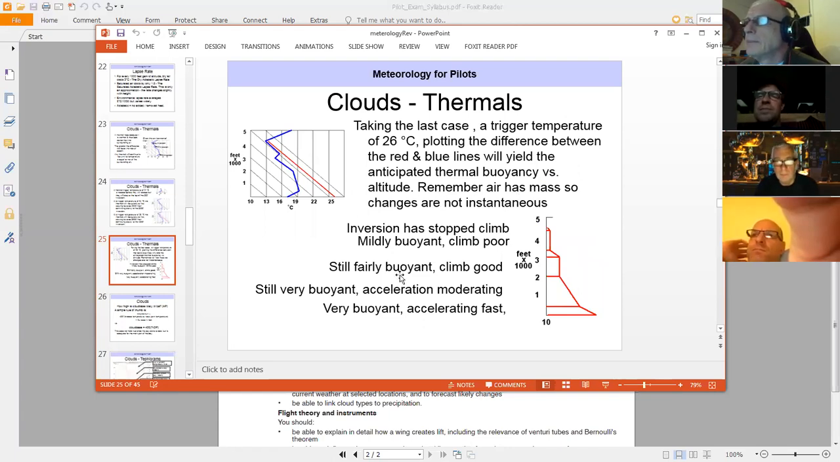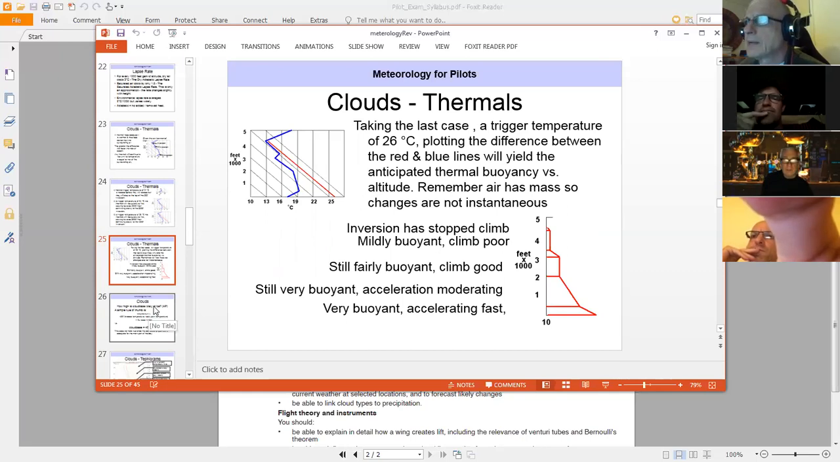So this explains it in a bit more detail on the last one. A trigger temperature of 26 degrees. What's weird here is that if that's actually your ground temperature, it's rare that you need a trigger temperature that much higher for a thermal to release. It's normally much closer to the ground temperature. Which again, I'll bring up some actual diagrams in a minute. We'll take a look at those.